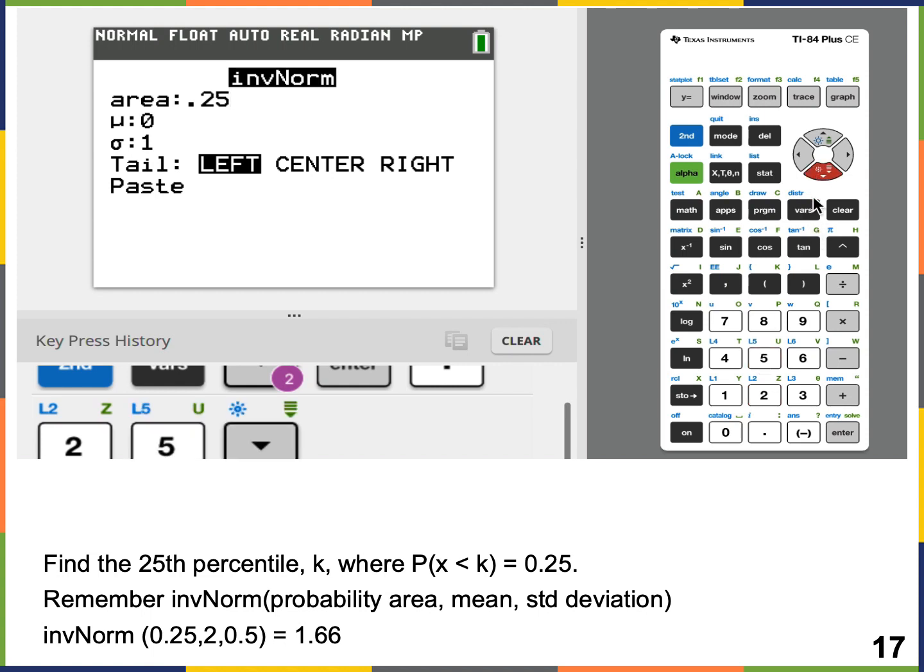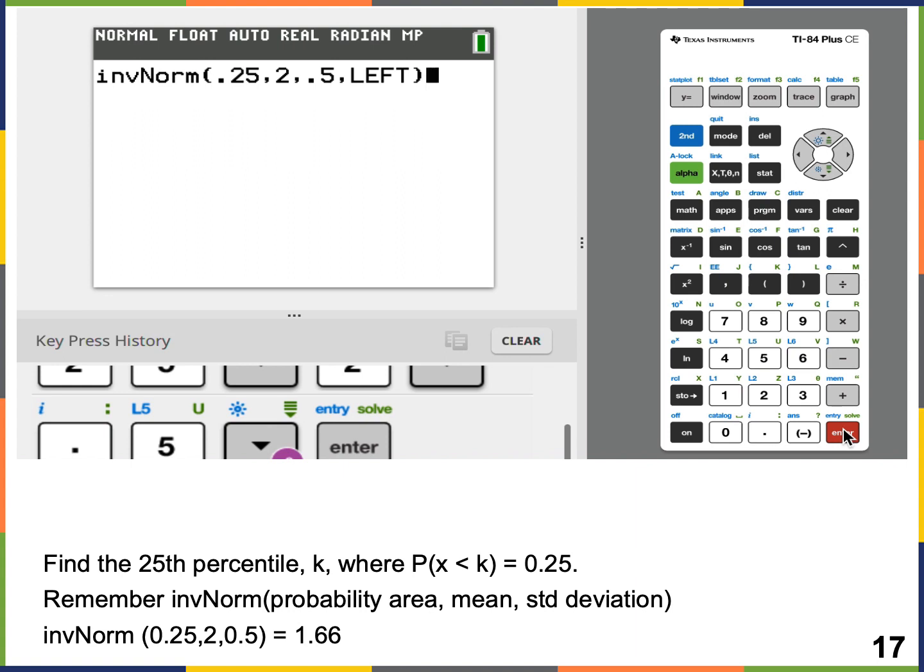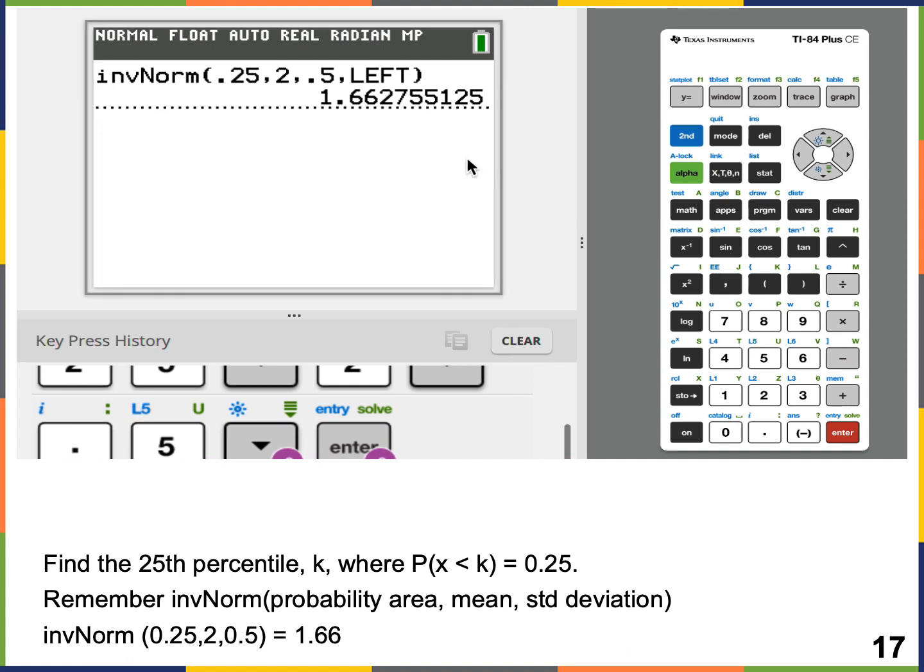The mean in this example is 2. The standard deviation is 0.5. We're using the left tail, and then you hit enter. That's it. So we would say here the maximum number of hours per day the bottom quartile of households use a personal computer is 1.66 hours.